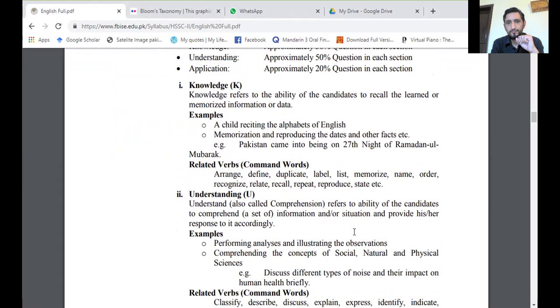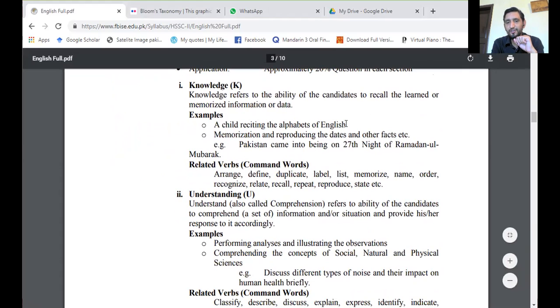So what is knowledge? An example of knowledge has been given here. A child reciting the alphabets of English. How many alphabets of English are there? I hope you all remember from A to Z there are 26 of them. So this is knowledge. When did Pakistan come into being? This is the exact date. This is knowledge. So 30% of your paper would be comprised of questions like this. So command words: arrange, define, duplicate.